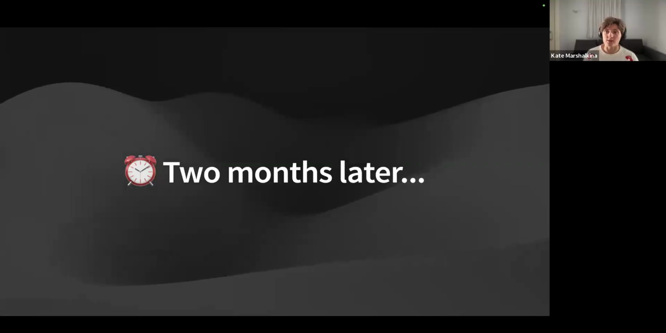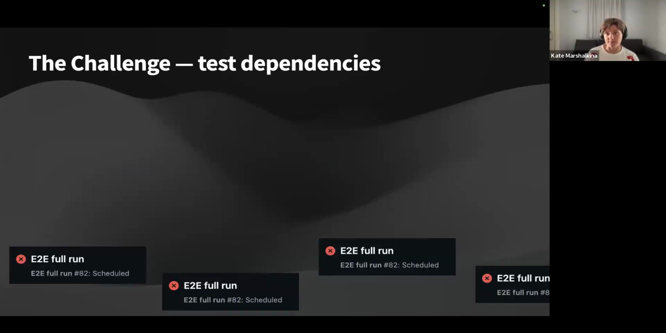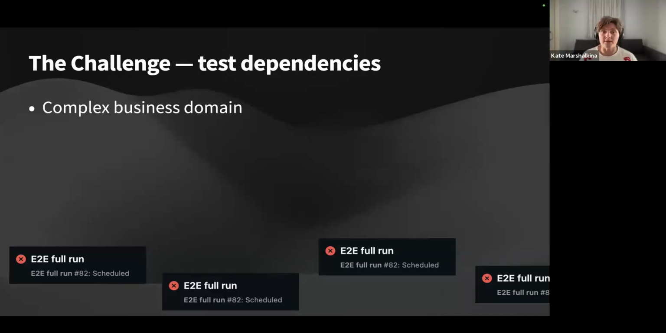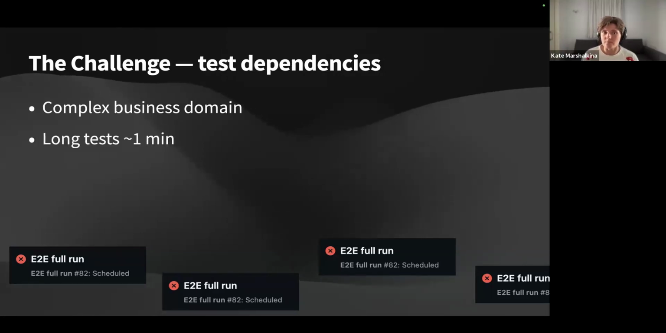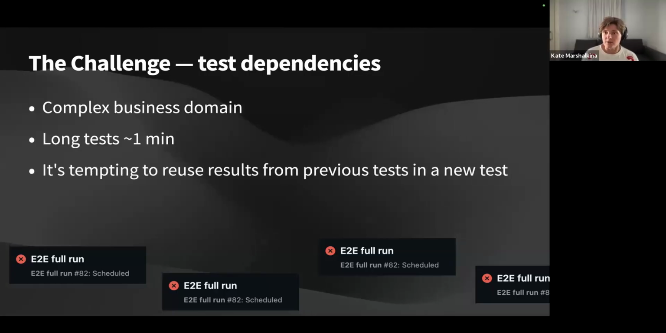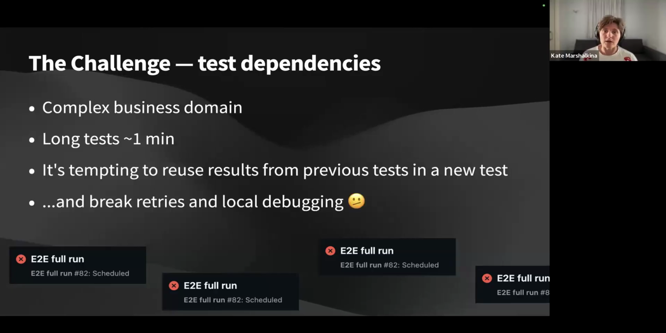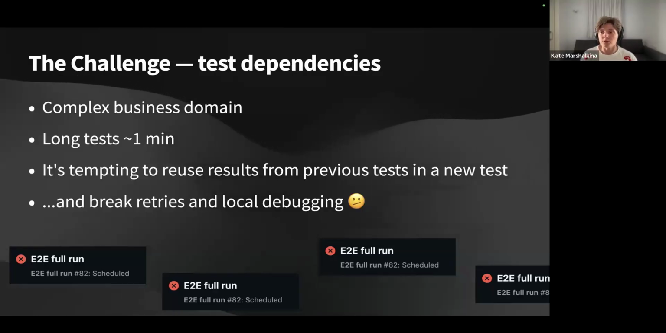And this is when we faced our next challenge, test dependencies. As you remember, we're dealing with a quite complex business domain. A typical user journey can take several minutes before achieving some meaningful results. And for a developer, it's tempting to reuse results from previous tests and build new tests on top of them. Unfortunately, it breaks test retries and makes local debugging practically impossible. You never know in which order and which tests to run.